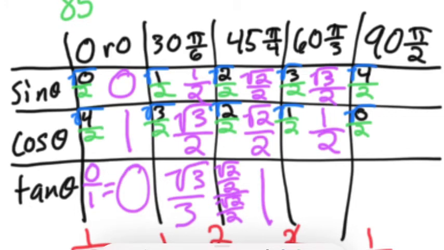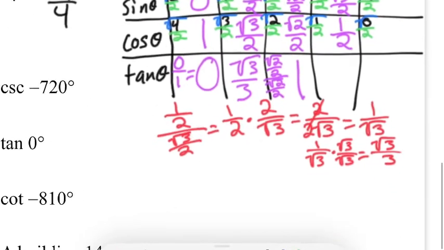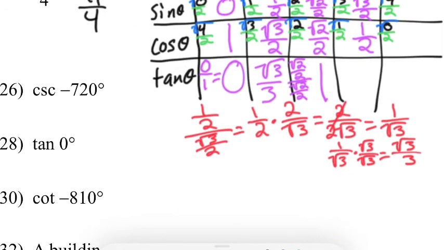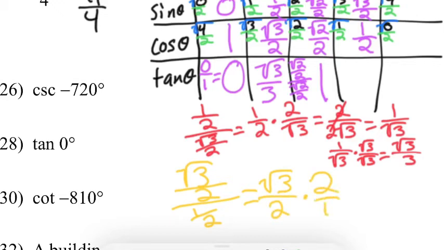For tangent of 60, similar to the tangent of 30, but a little bit more simple because you do not have to rationalize. So you have the square root of 3 divided by 2, all over 1/2. Changes it to the square root of 3 over 2 times 2 over 1. Multiplying straight across, you have 2 times square root of 3 over 2. 2's cancel out, and you're left with the square root of 3.